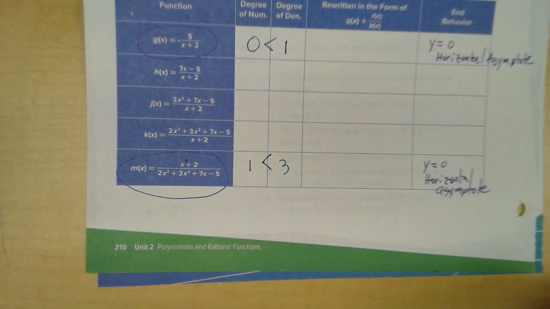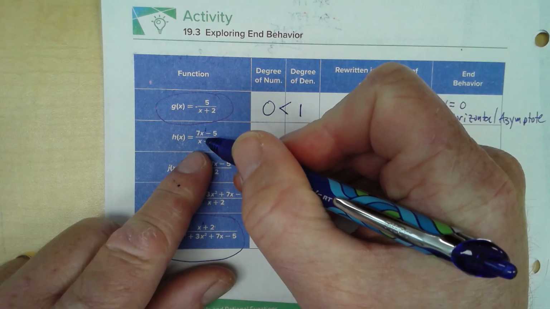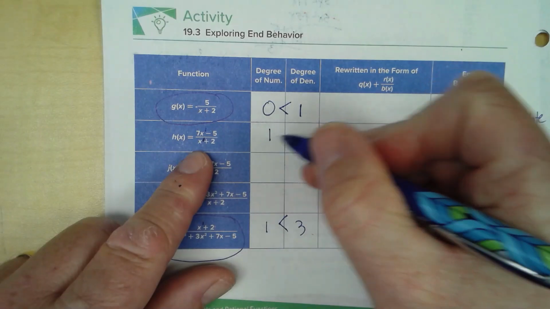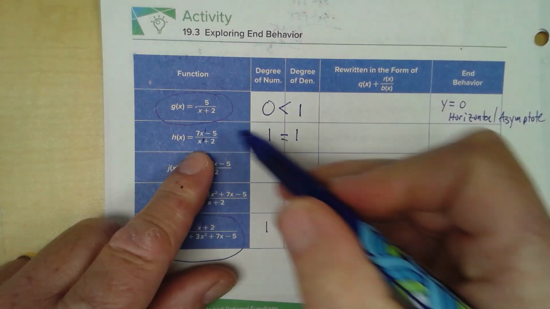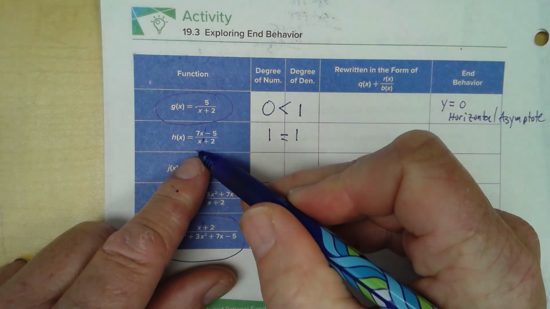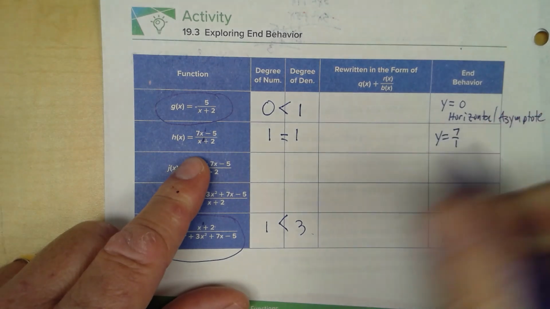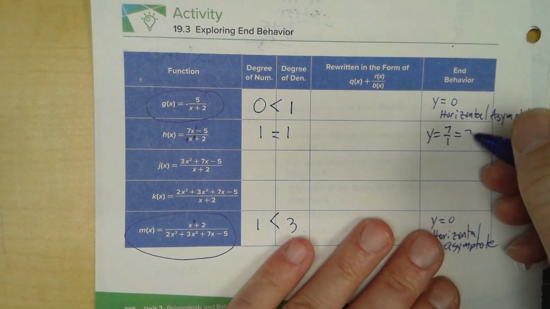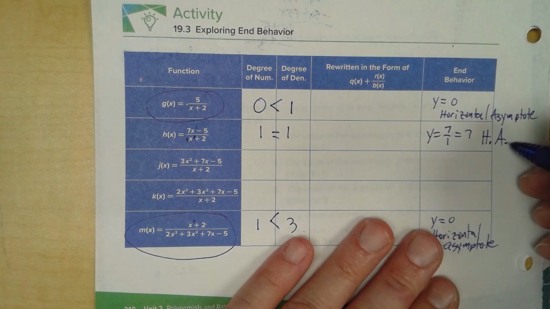Okay? Now we go to the other scenarios. Now there's a tie. The degree on the top is 1, and the degree on the bottom is 1. So then it's 1 versus 1. So these are equal to each other. So anytime it's equal, it's just the coefficients in the front. So it's y is equal to 7 over 1. So it's 7 versus 1, 7 over 1, which is 7. That's the horizontal asymptote. I'm tired of writing horizontal asymptote, so I'm going to write HA.